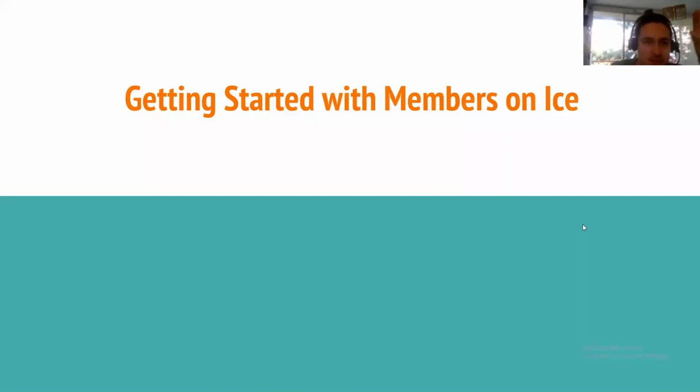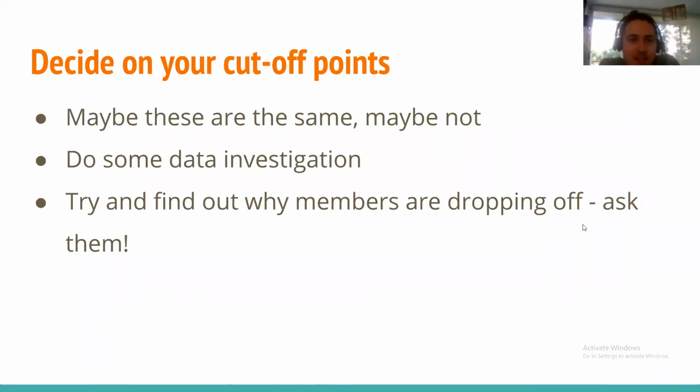So talking a little more practically now, what I'd like to talk about first is how you implement something like this. It's not going to be exactly the same because every organization is going to be different, and your balance of cost versus deliverability and all that might be different, but you essentially need to decide on some cutoff points. So what do members on ice look like?